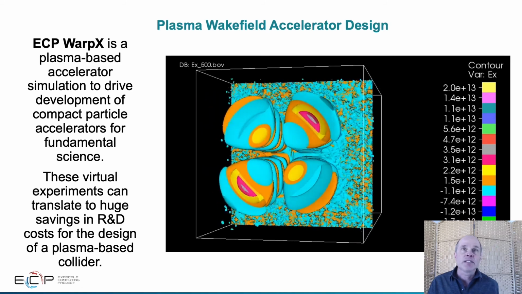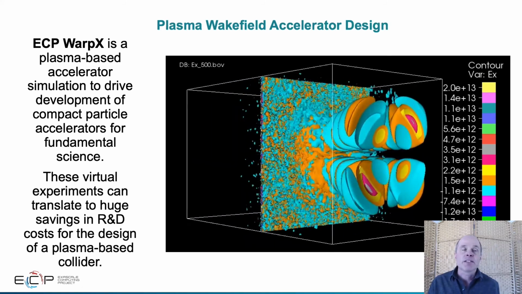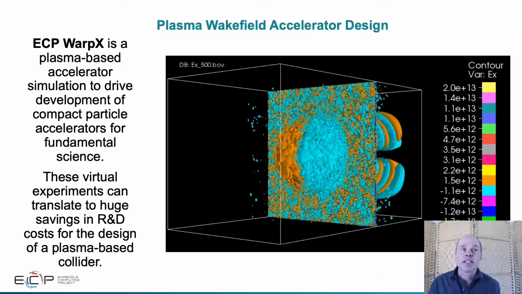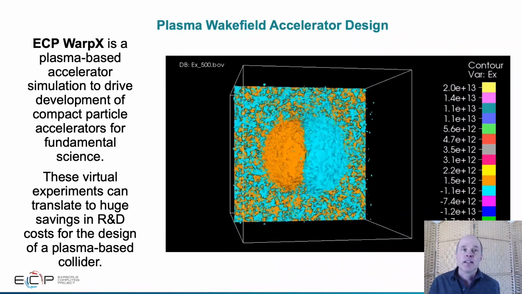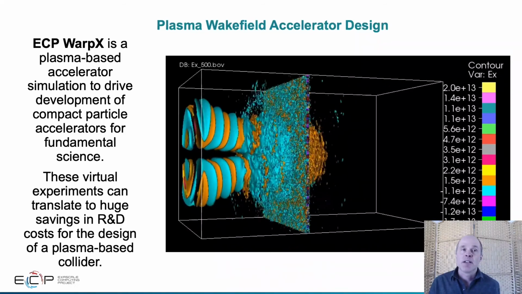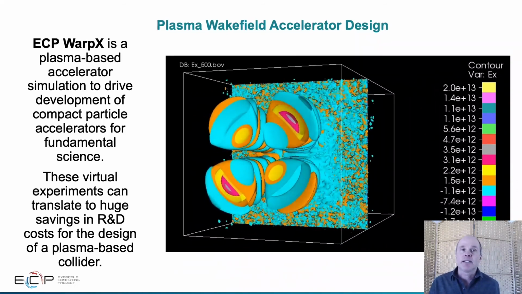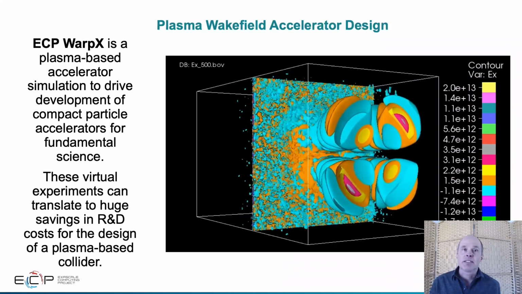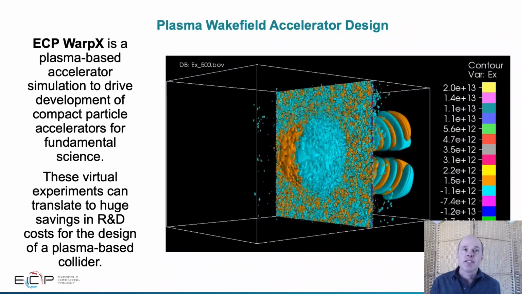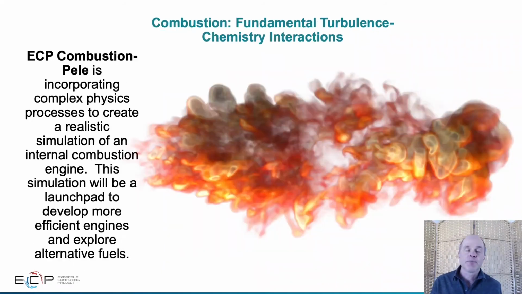Here's another simulation. It's called the WarpX simulation. It's a plasma accelerator design simulation, and the idea is to simulate these accelerators on a supercomputer. We automatically selected the contours via topological analysis, and as you can see, you can understand some of the features of the data set better with these contours.